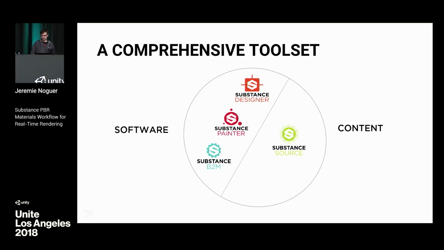So what the Substance toolset is today is a piece of software and content. On the software side, we currently have 3 tools. Actually, a 4th one is coming up, probably next week or in 2 weeks from now, in beta. So what we have is Substance Designer, Substance Painter, and Substance Bitmap to Material. I'll go into detail about these tools just after. And then on the content side, we have Substance Source, which, as I say, is our material library content.